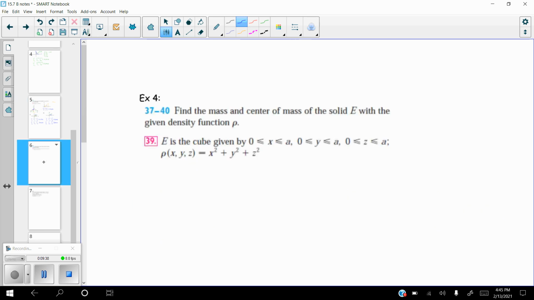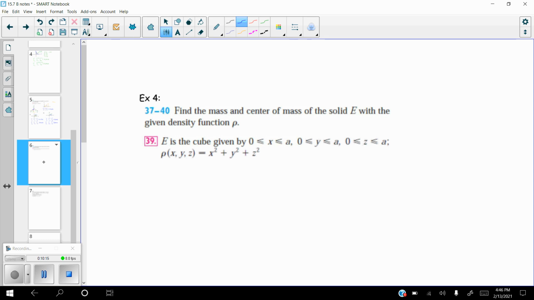So now let's actually do an example. I'm not sure if I will finish the whole thing, but at the very least, I'm going to try and set it up. So we want to find the mass and the center of mass of the solid E with the given density function rho. So they've given us the rho function, x squared plus y squared plus z squared, which hopefully you recognize as a cube, because that's what it says. And x is going to vary from 0 to a. I'm sorry, not a cube. E is a cube. The density function is a sphere, actually.